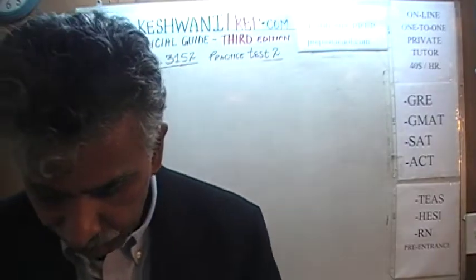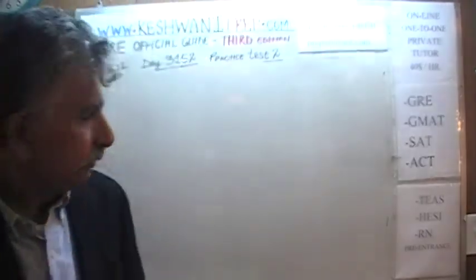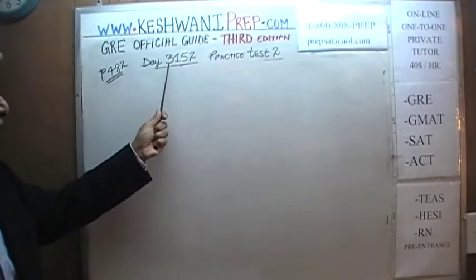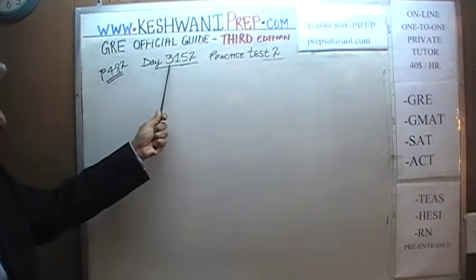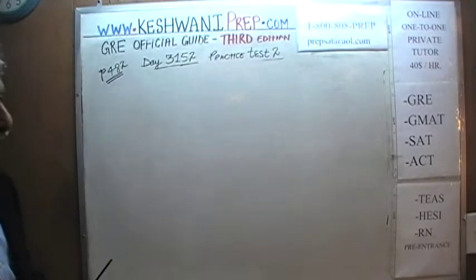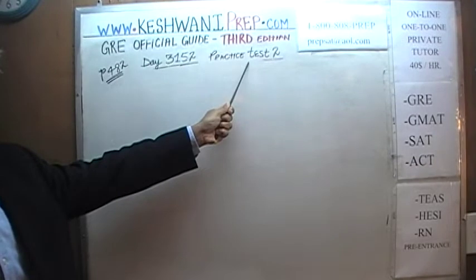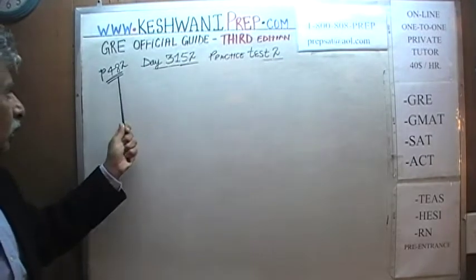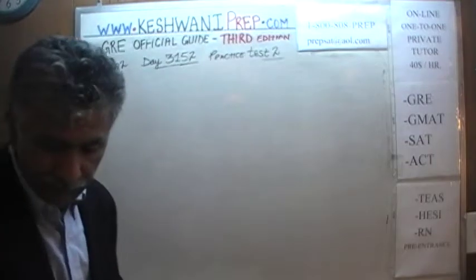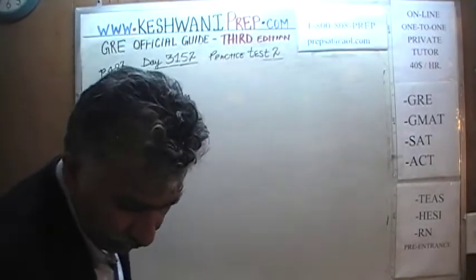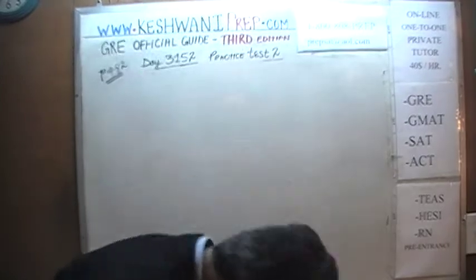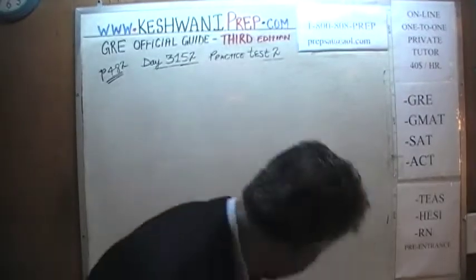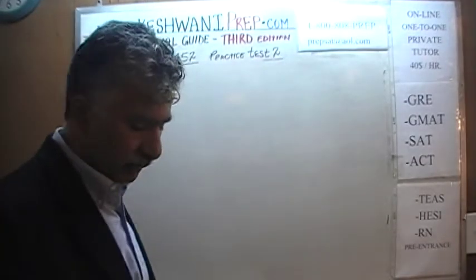Today is our lesson number 152. Day 3152. 3 is to signify the fact that we are in the third edition. Third edition, day 152. We are in the process of solving problems from the second practice test that you will find at the very end of the book on page 482. We will start with problem number 5. We did the first 4 problems yesterday. We'll begin with problem number 5.